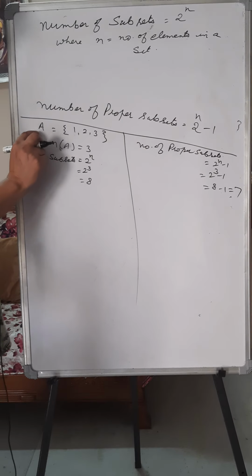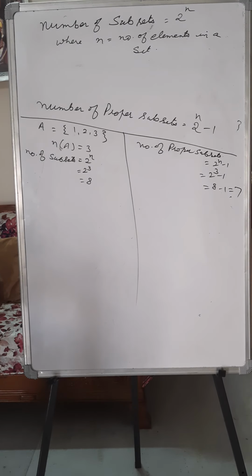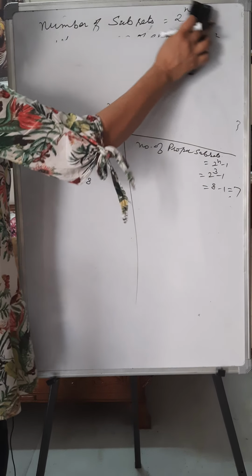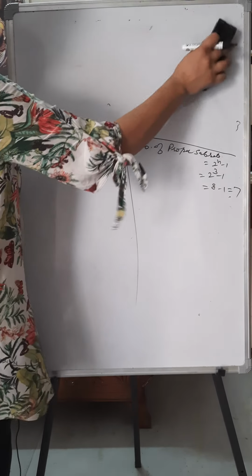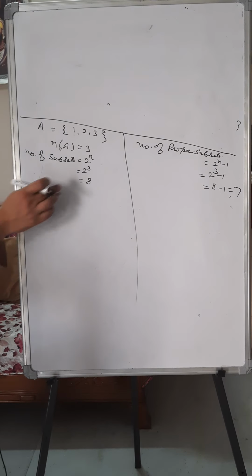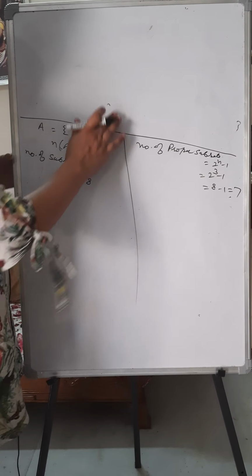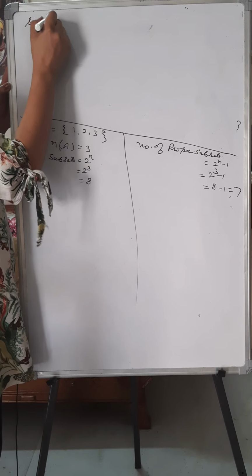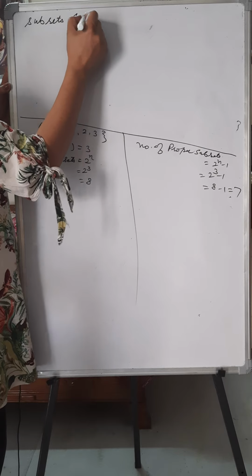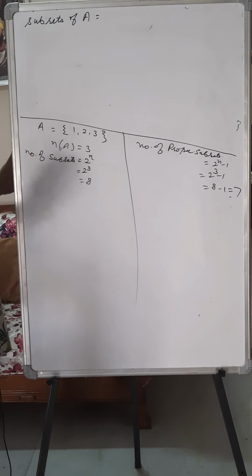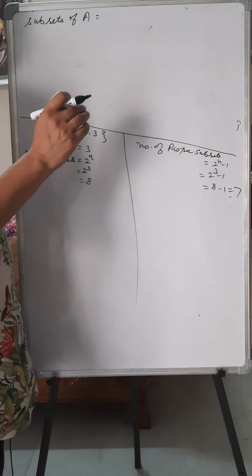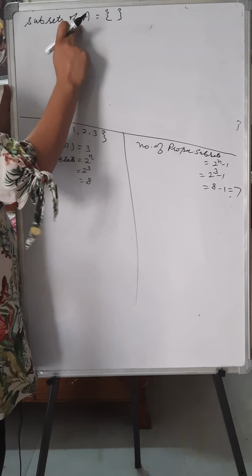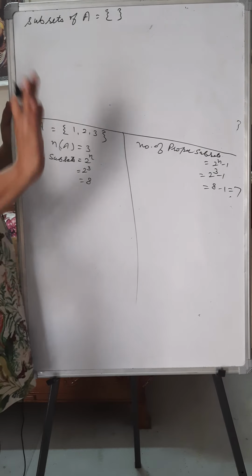The set has elements 1, 2, 3. Now I am going to check whether the number of subsets are 8 and proper subsets are 7. Let us make the subsets of A. In subsets, first of all, first is the empty set. In subsets, first is the empty set, it is a must to write.